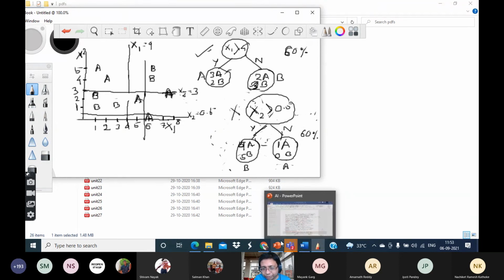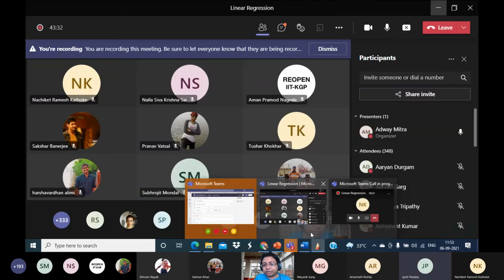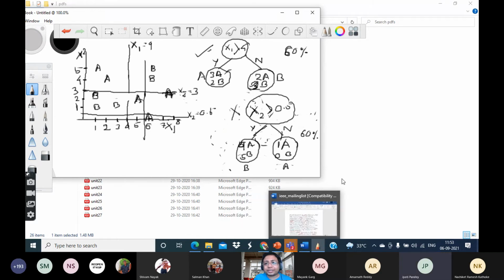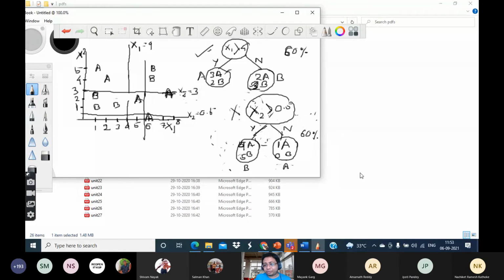If you have any further doubt: do we have to calculate the information gain in the test? If it is specified in the question, then you should do it. If not, then whatever criteria you are using, just write that down and that should be it. If there are any further questions, please send them by email because we have to wrap up in another 5 minutes.